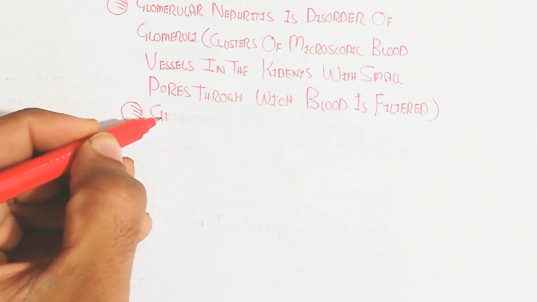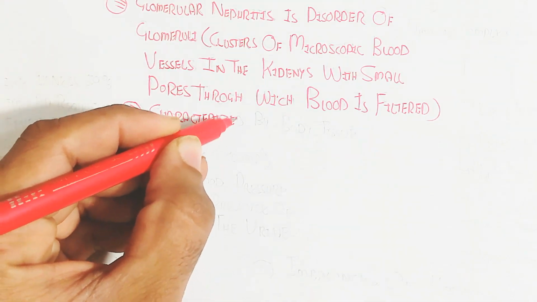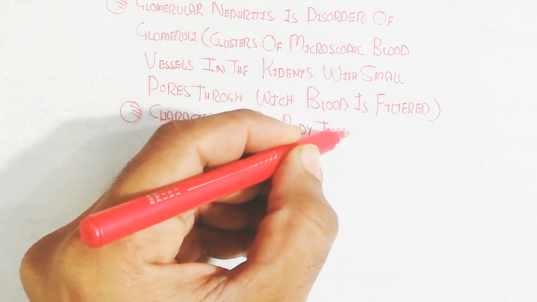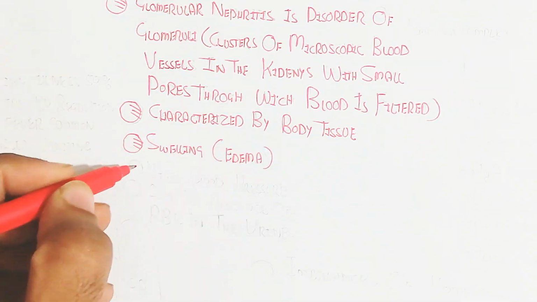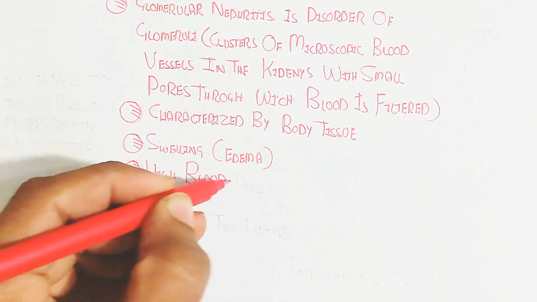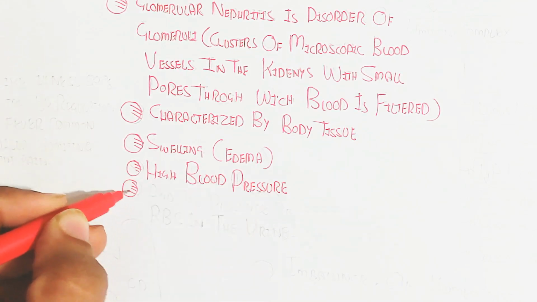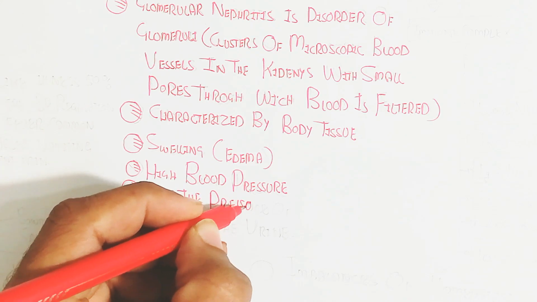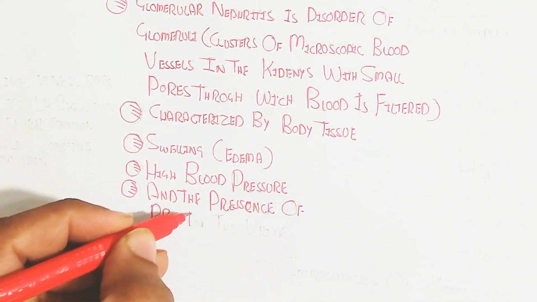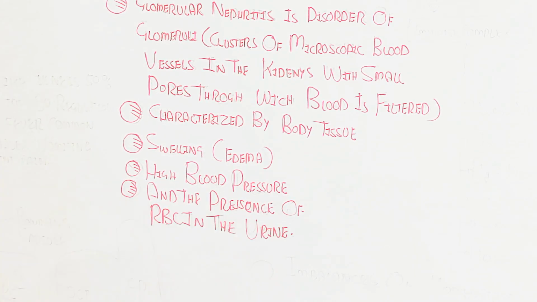It is characterized by body tissue swelling. Swelling will lead to edema. Basically, the swelling is the edema. High blood pressure is due to the increased water content in the blood, which increases the volume in the blood vessels. The presence of RBC in the urine also characterizes glomerular nephritis.